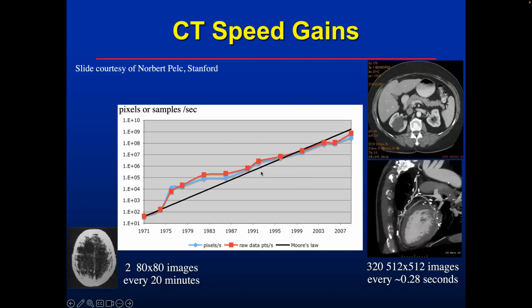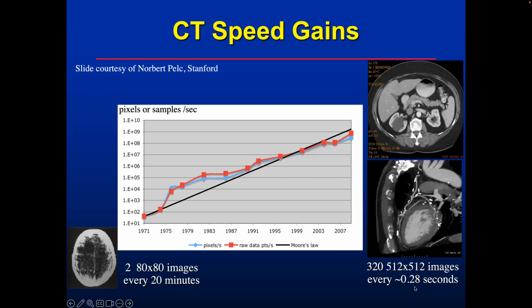Speed gains. Basically, the number of samples per time that are obtained by a CT system has gone up with Moore's law, almost precisely. This plot was made by Norbert Pelc, who's at GE, and it's essentially raw data points per second for CT, which just goes up as Moore's law. So that gets you from here, where you had an 80 by 80 image every 20 minutes, to here, where we have a 320 by 512 by 512 image. It's a lot of voxels, right?